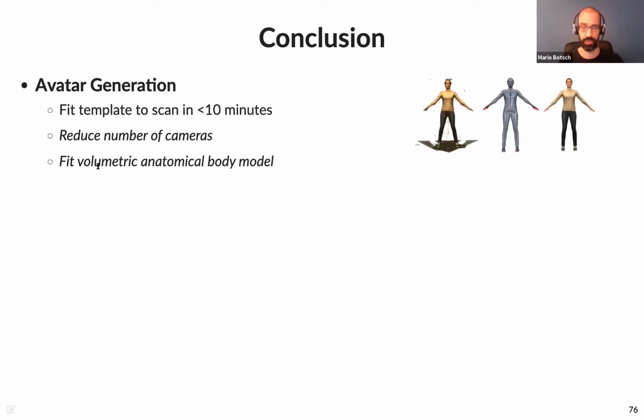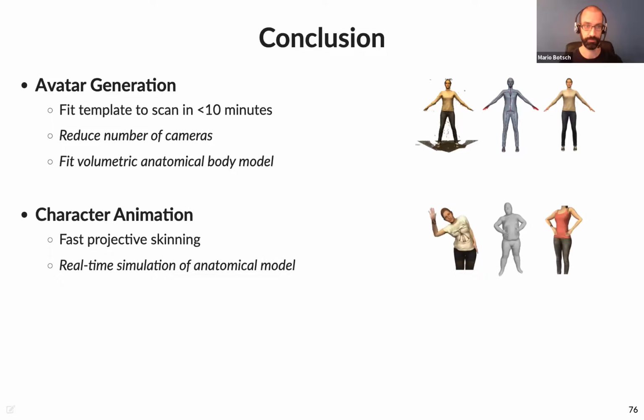And in particular for medical purposes, you shouldn't just use a single surface model, but maybe a volumetric anatomical body model, which a couple of people also did. So the question is how to generate in a couple of minutes from few cameras a body model that is anatomically more correct than what we have. Then I showed you this fast projective skinning, which gives you physically plausible results in real time. And here the question is, does this still hold if you have a more complex, anatomically more plausible model?